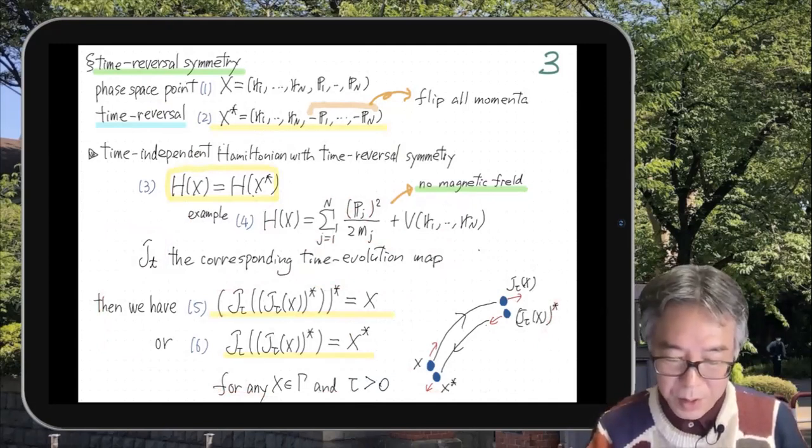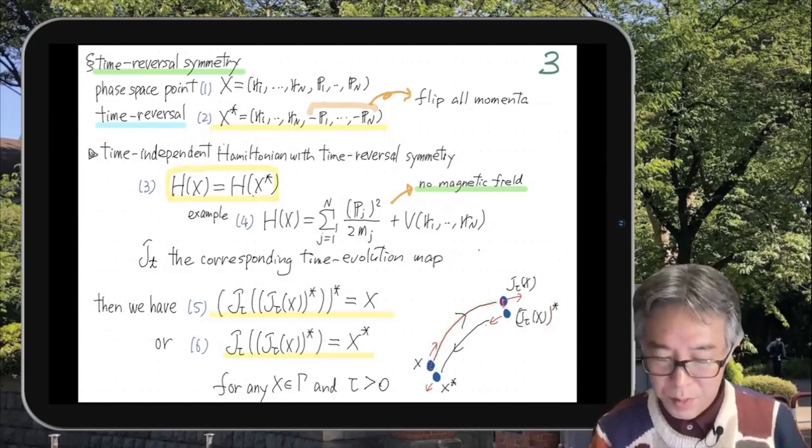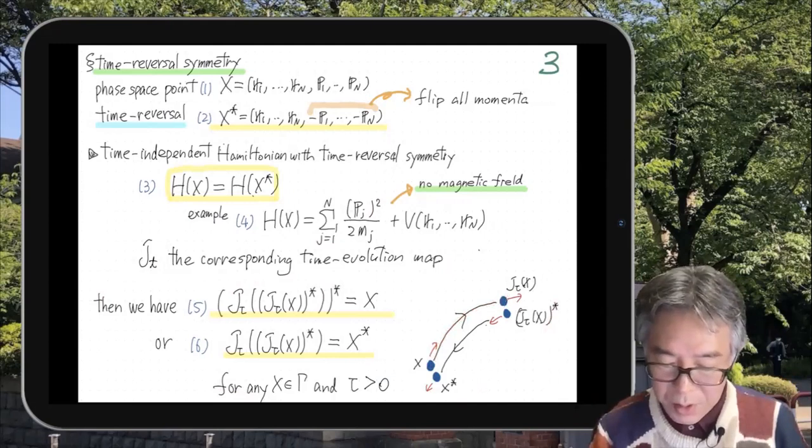So you start from this position, and this is a velocity. And this particle goes like this. So this is the initial state. This is the state after time tau. Tau is some positive number. And then at this moment, you flip the velocity of this particle, and you don't change the position at all. And then you let it go.